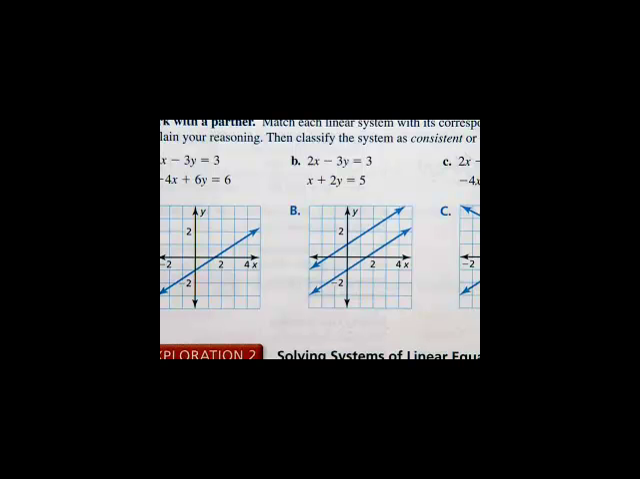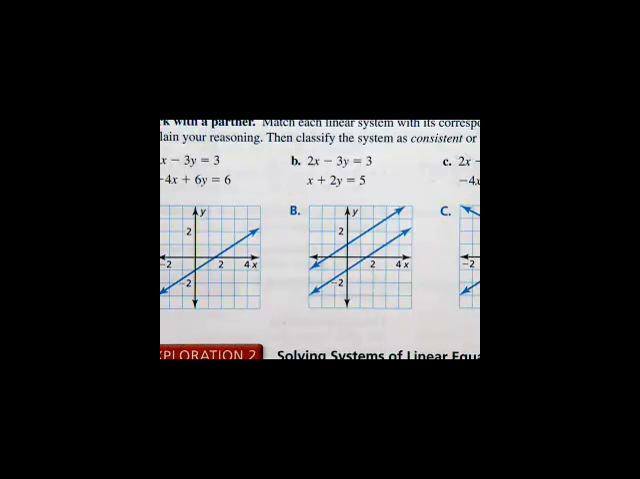Okay? The second one, this one matched with graph C. How many solutions does this system have? 1. There's 1 point where they cross. Okay? So this one has 1 solution. And this one matched with graph A, right? How many solutions does that system have?